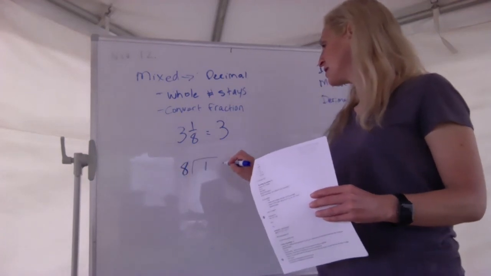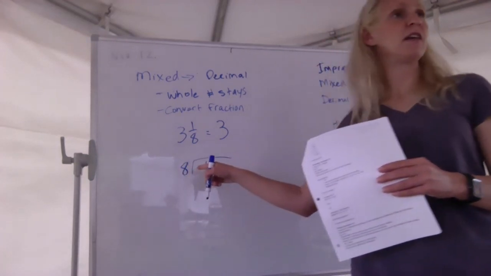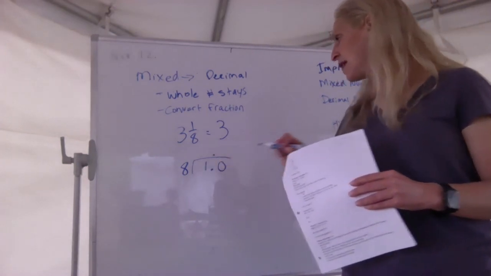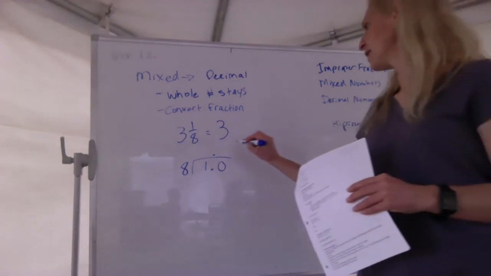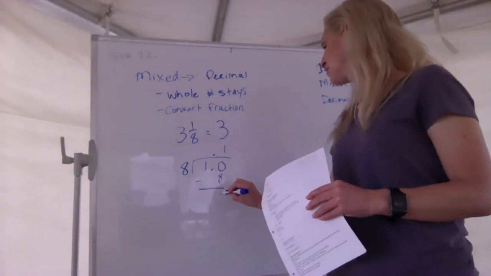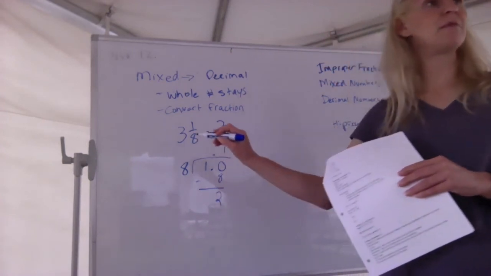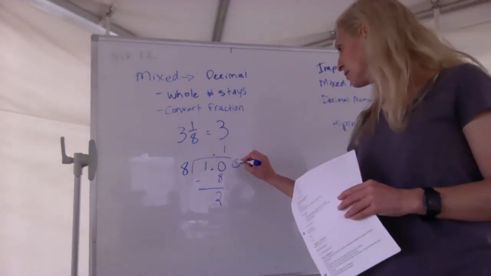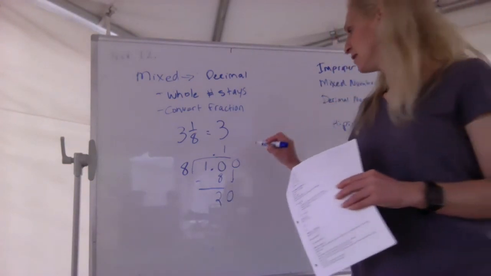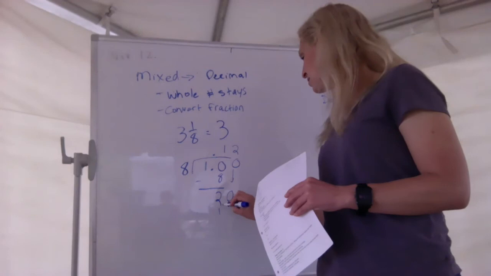Okay, so now we want to do our division. So 8 can't go into 1, so 10. 8 goes into 10 once. Then we subtract, and now we've got a 2. We've got to keep going because we're converting it to a decimal. So bring another 0 down. 8 goes into 20 how many times? Twice. Okay, 8 times 2, 16.